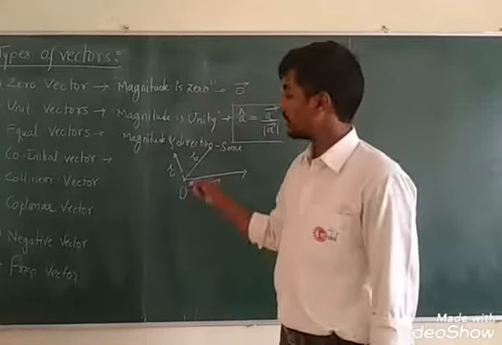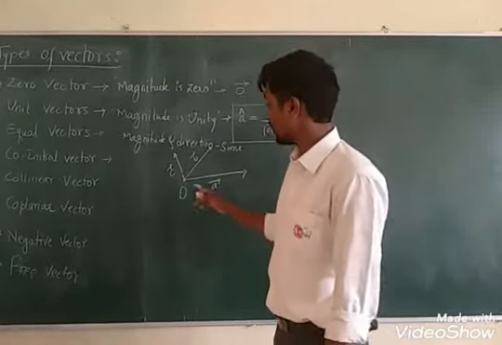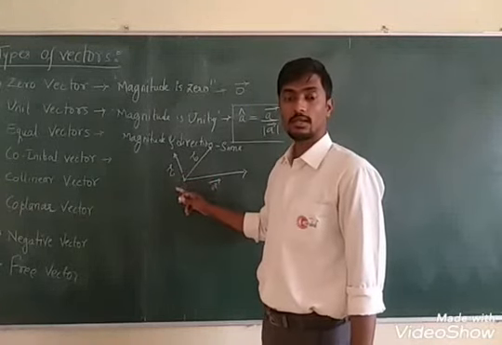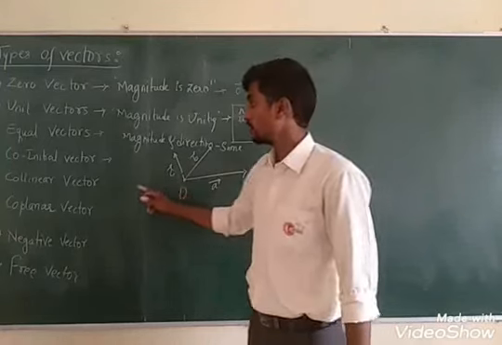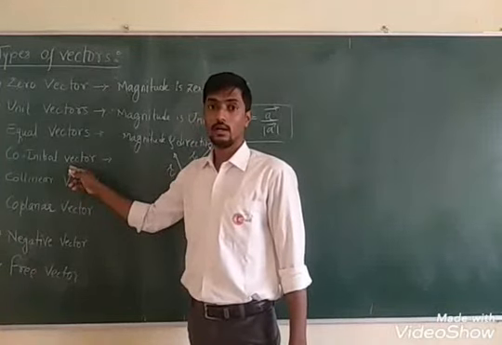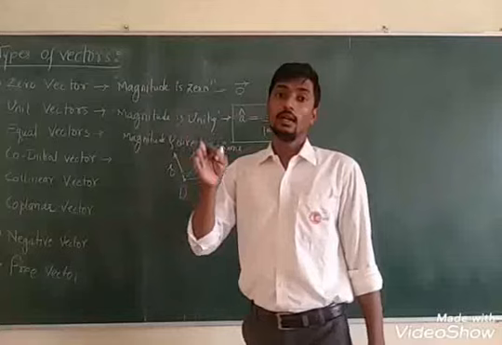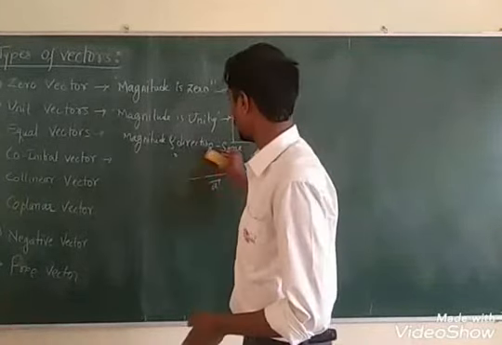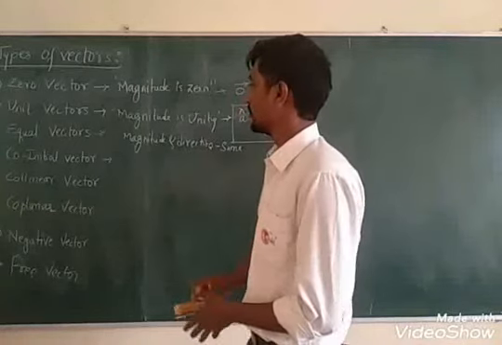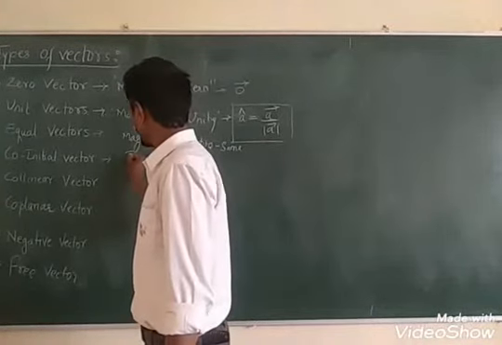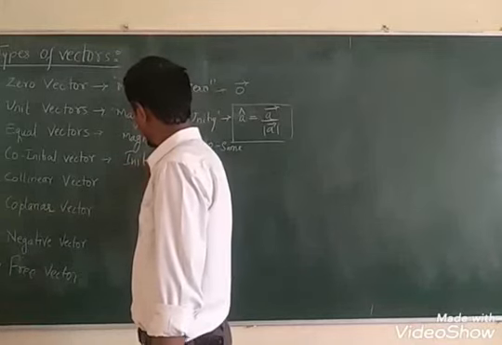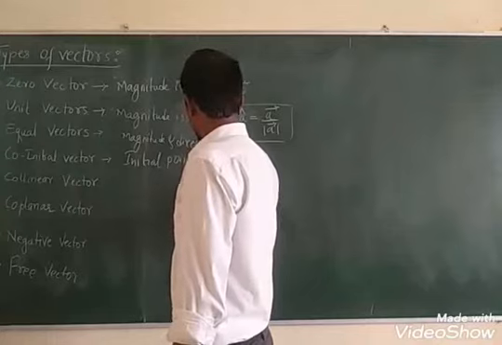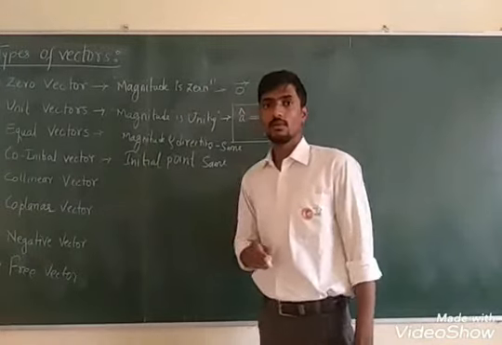I'm not saying that they are equal, they just start from O only. Their terminal points are different here, but their initial points are the same. That's why co-initial vectors are those vectors whose initial point is the same. Such vectors are called the co-initial vectors. So the initial point is the same for all vectors.